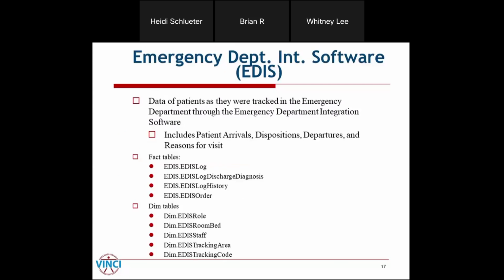We have the emergency department software, or EDIS. And this includes data on patients as they're tracked in the emergency department through the emergency department integration software. And this includes patient arrivals, their disposition, departure, and the reason for the visit. And it uses these fact and dim tables.